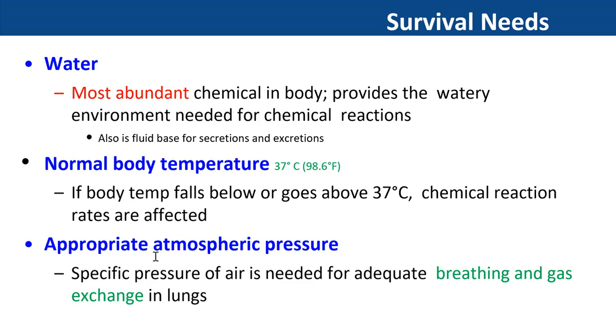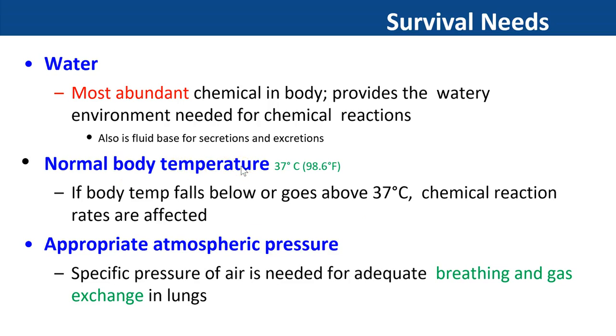Water is the most abundant chemical in our body. It provides the watery environment needed for chemical reactions, and accounts for 60 to 80% of body weight, depending on the age of the individual. It is the single most abundant chemical substance in the body and provides the fluid base for body secretion and excretion.